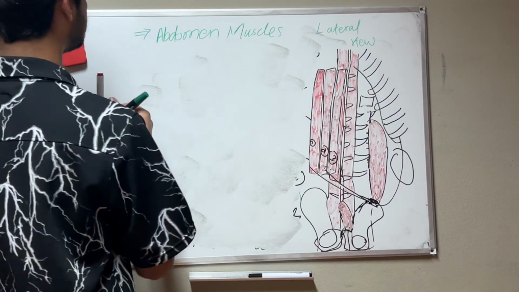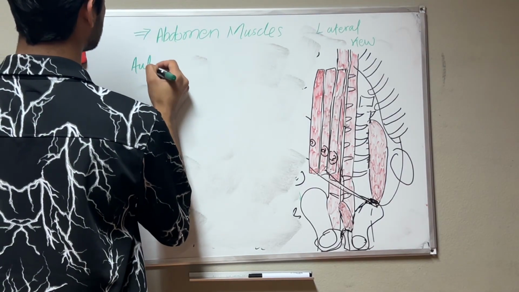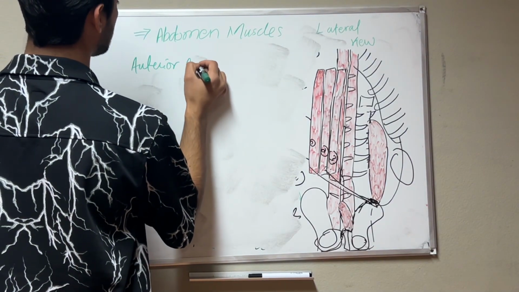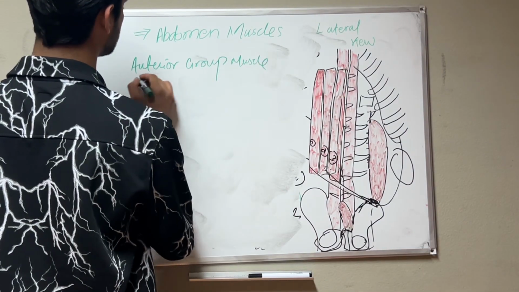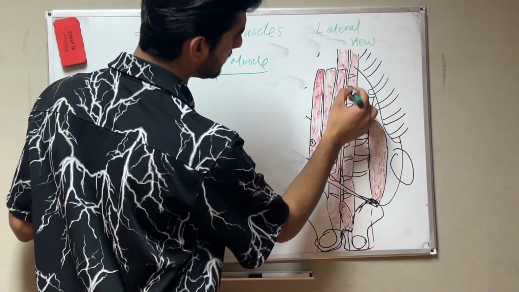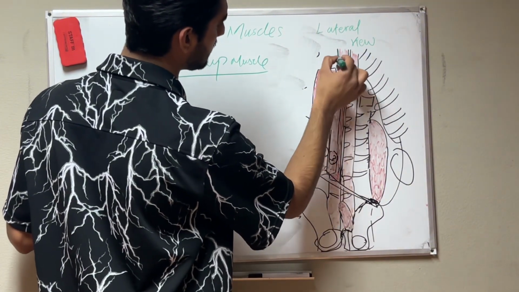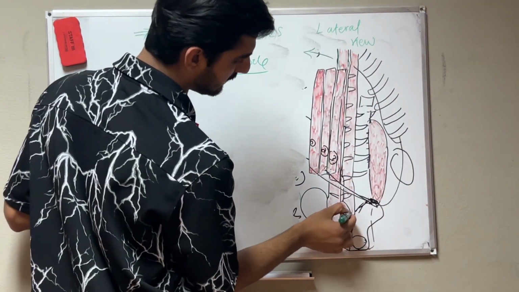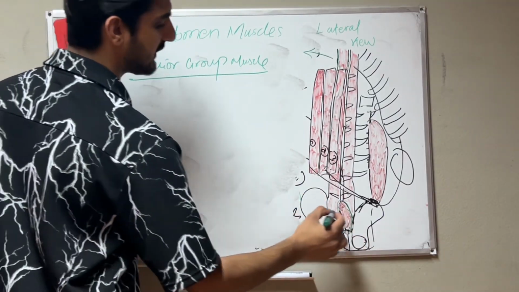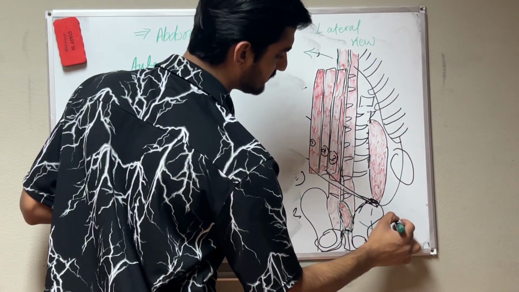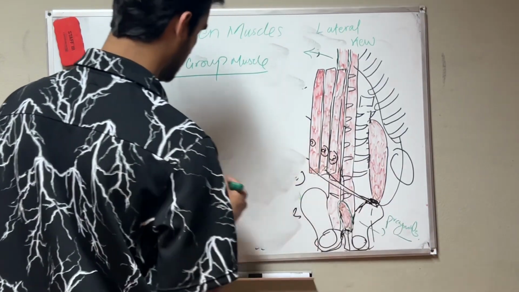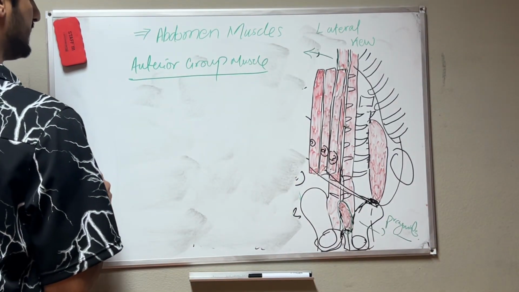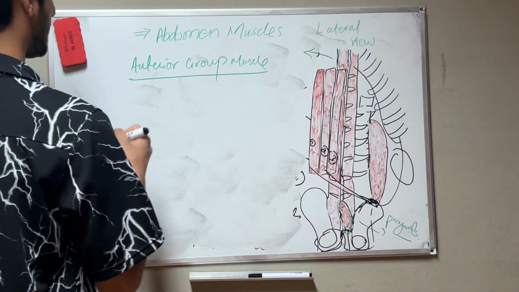These are the anterior group of muscle: the rectus muscle, and the pyramidal muscle, pyramidalis. Pyramid shaped. First we will talk about the pyramidalis.